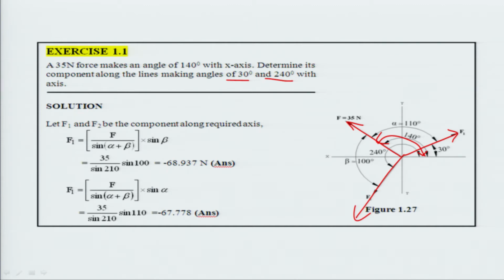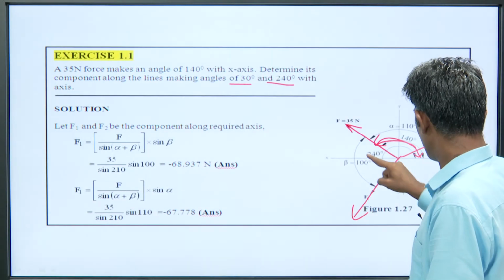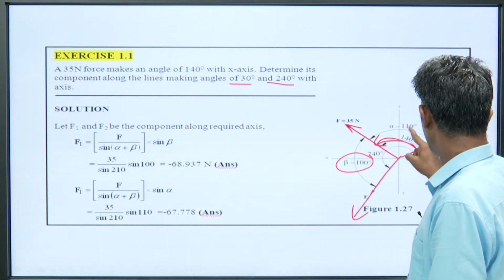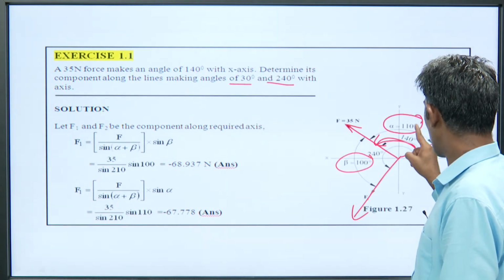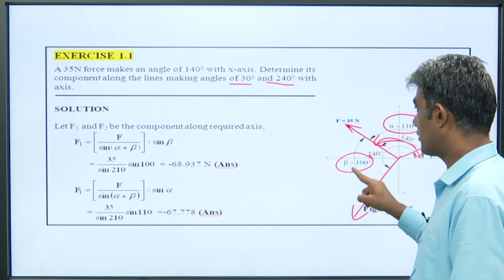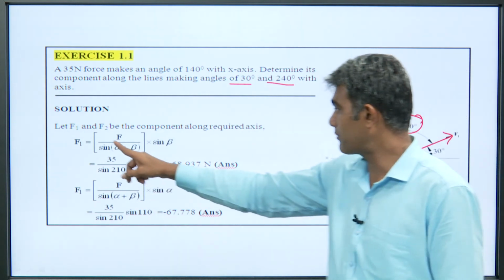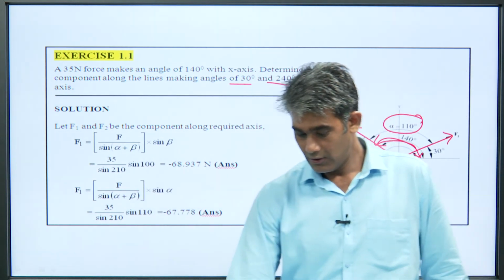This can be taken as alpha, this is the beta. So, alpha value here will be how much? 110 and beta will be 100. This is the F. So, value of F1 and F2 can be calculated with the help of this expression.